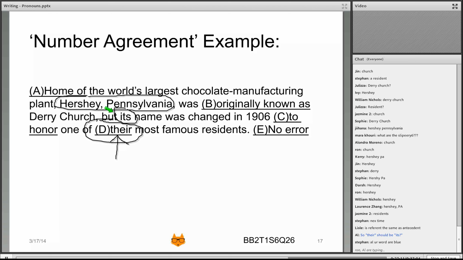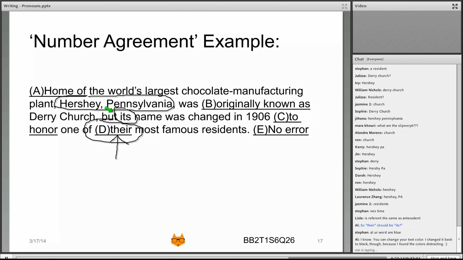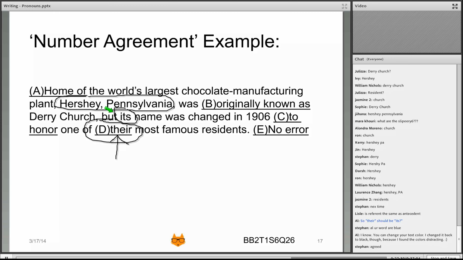This question is a very difficult question. I think this is a level 5 question. It's either a level 4 or a level 5, I forget. But this is a very difficult question, so many people are getting it wrong. This is a good example of if you know pronoun number agreement, then this becomes a pretty straightforward question.